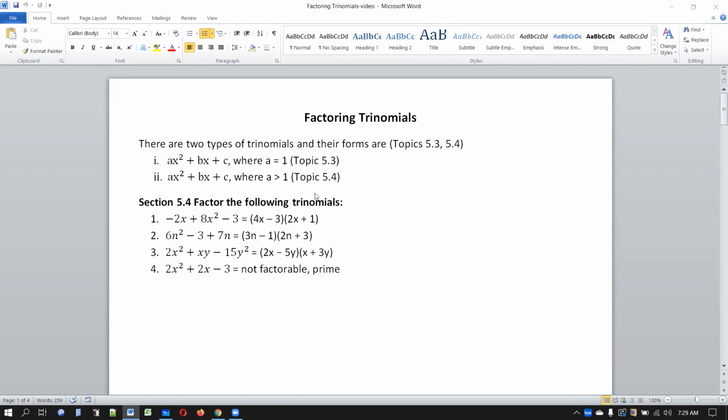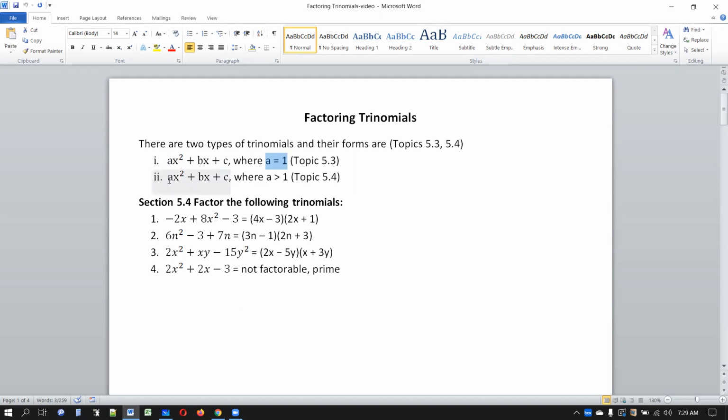So there, as you can see here on the page, and as I mentioned before in class, there are two types of trinomials. The first trinomial has this format, ax squared plus bx plus c, where a, b, and c are numbers. A cannot be 0, but in the first type, the coefficient to x squared has to be exactly 1. So this is type 1, which we covered in section 5.3.